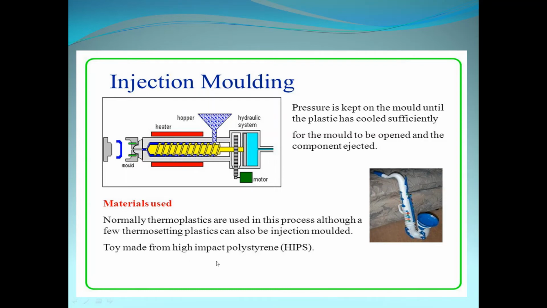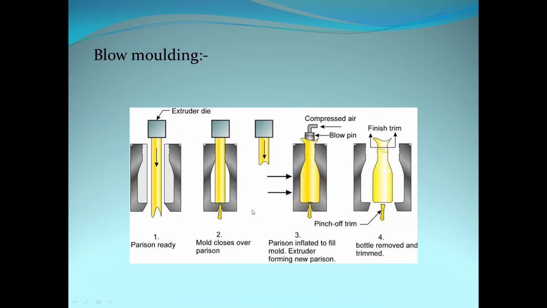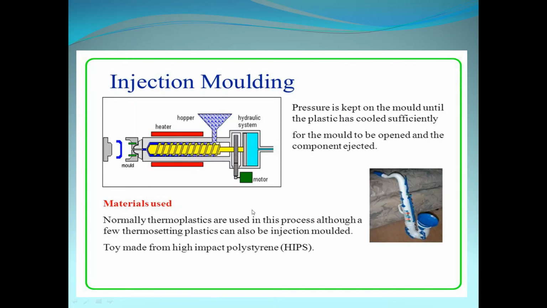A toy made from high impact polystyrene is an example. Polystyrene is nothing but a plastic; it is a polymer, a type of plastic.